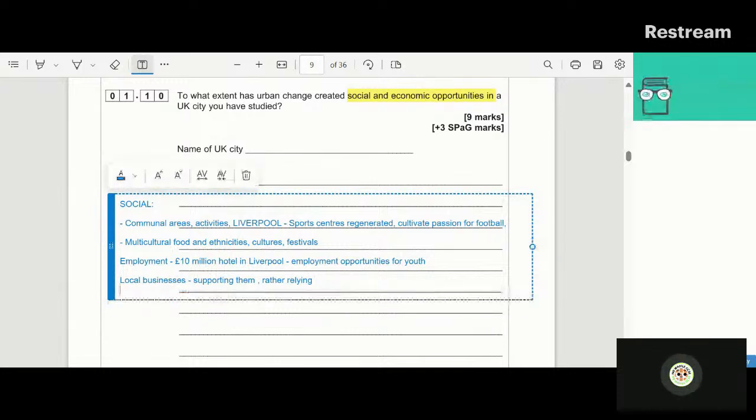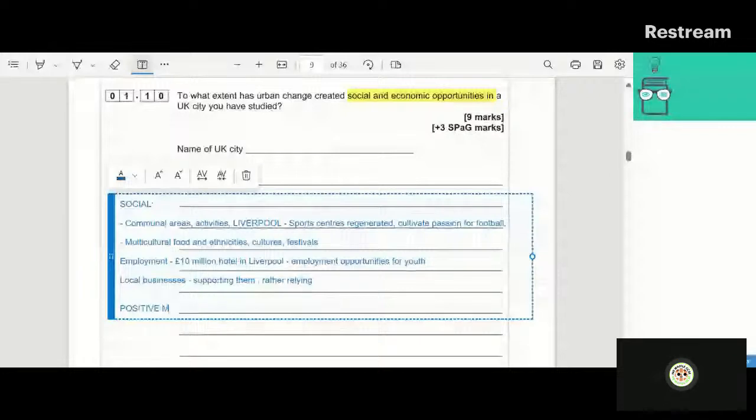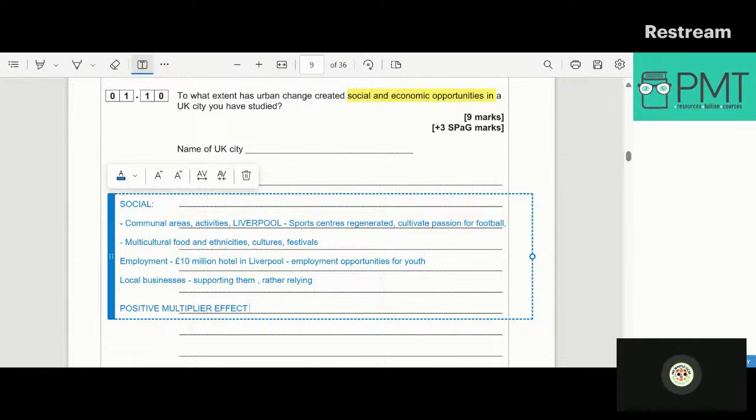Yep, a key term that you want to mention is the positive multiplier effect. Well done, Jude. So Jude said, London, Chinatown, Brick Lane promotes culture, having positive social impact on London, invites new cultures and tourists, positive multiplier effect.